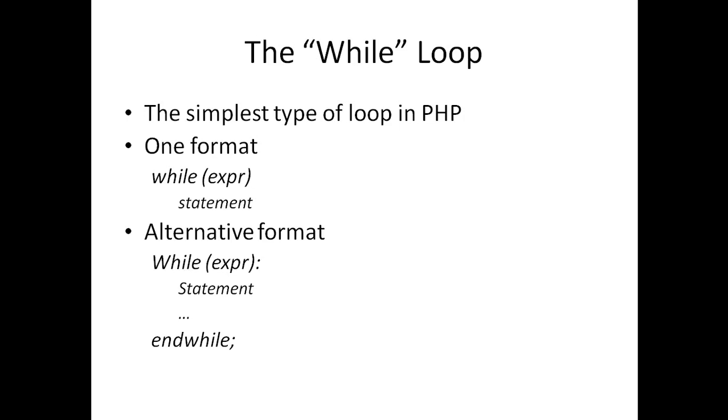So the first loop we'll talk about is the while loop. The while loop is the simplest type of loop in PHP. And it has a couple of different formats. The first one is you can just use while and then in parentheses put the expression followed by a statement. And of course, you can put braces around blocks of statements to create an entire while loop statement. Basically, as we talked about before, it's important to know in PHP what constitutes a statement. So you can put braces around statements inside the while loop to essentially open and close the while loop.